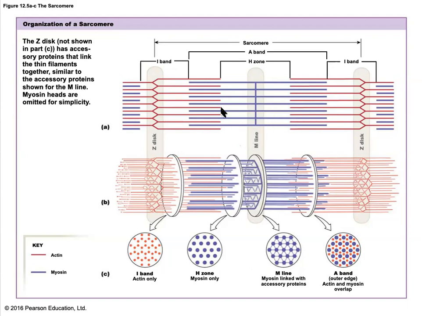So understand these concepts and try to draw this out so that you understand what each of these regions really refers to. For example, the A band is composed of a combination of myosin as well as actin, both thick filament and thin filament. The H zone only has thick filament. The I band only has thin filament, etc.